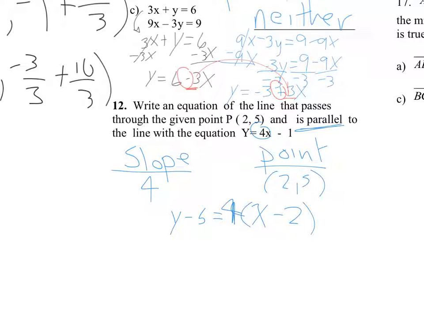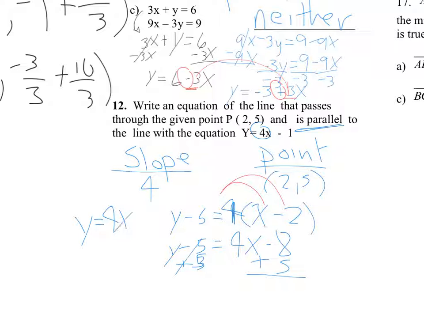Two steps. Distribute. y minus 5 equals 4x minus 8. Add 5. And you should wind up at 4x minus 3.